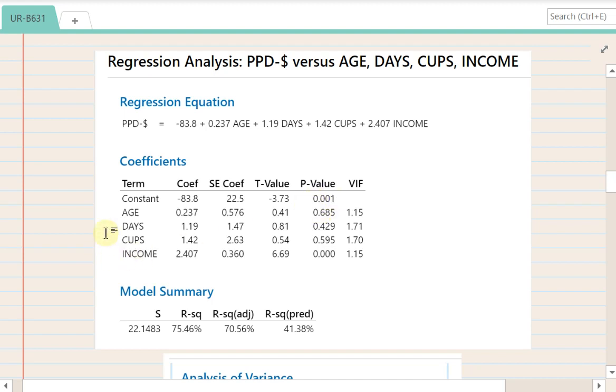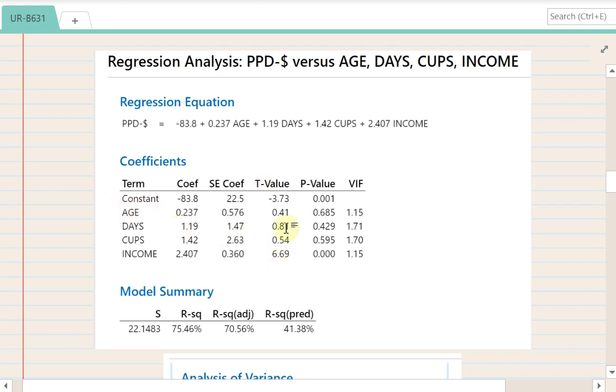In every one of these, the null says, in this case, I don't need the constant. The null here says you don't need age in the model. You don't need days in the model. You don't need cups. You don't need income. Symbolically, that means beta 1 is 0, beta 2 is 0, beta 3 is 0, beta 4 is 0 individually. That's what it means that we don't need age. If that is 0, you don't need that variable.